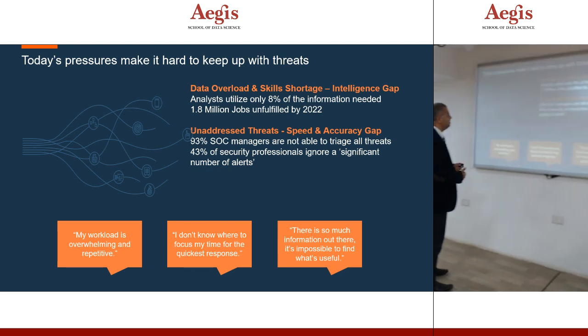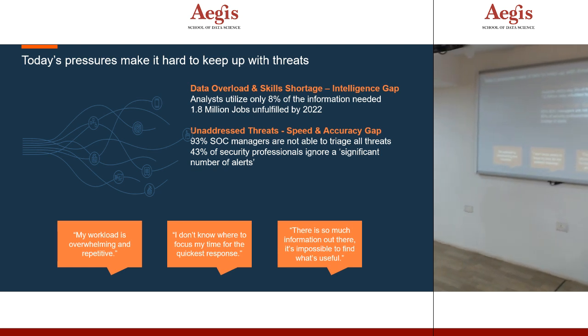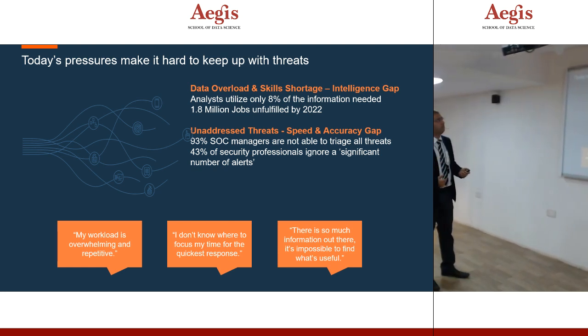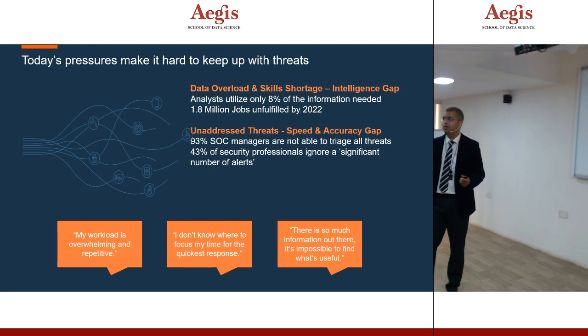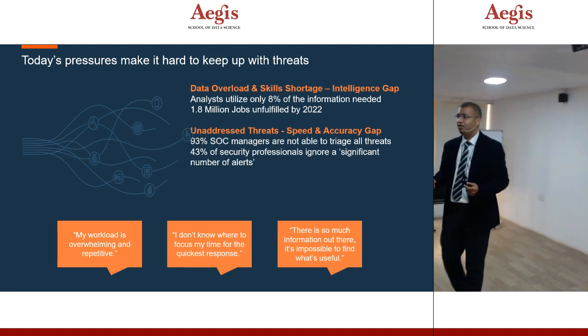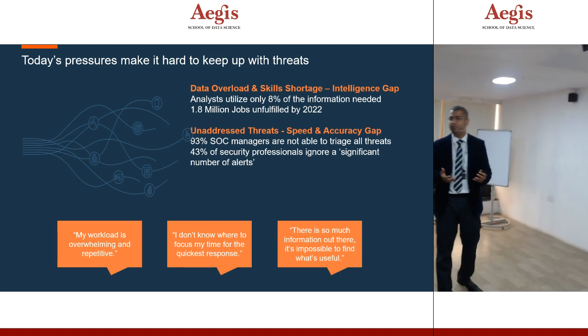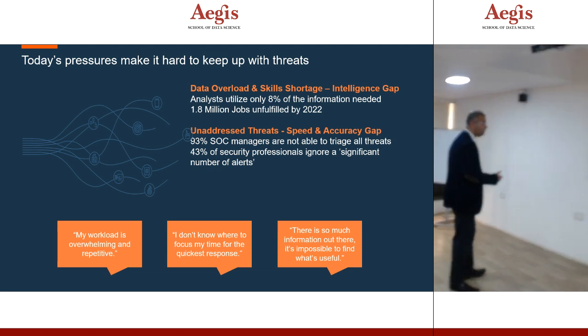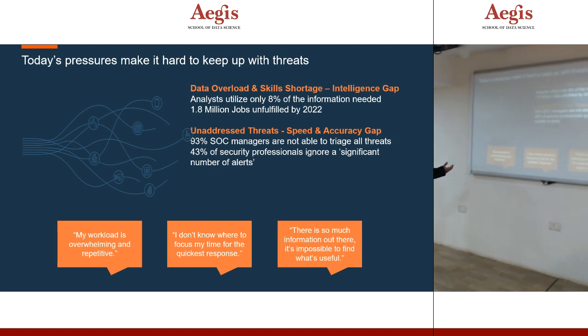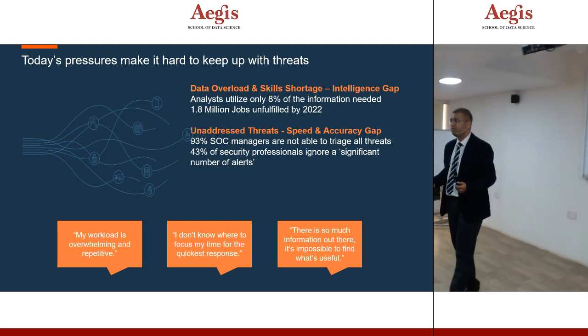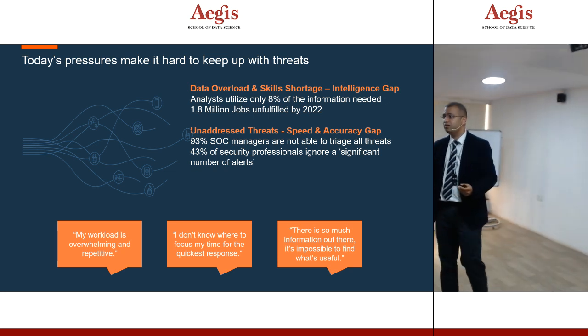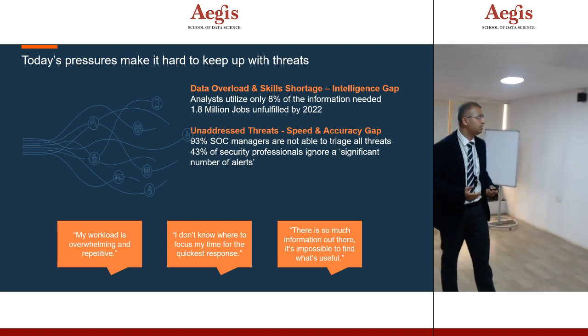What eventually happens is, only 8% of the information which is being showcased is being utilized. So now you have the tools, but only 8% of the utilization of that particular information is actually happening. 93% of the SOC managers are not even able to triage all the threats. So now you probably also know what the threat is, and you can't even bring them under your control, or you can't address the concerns which are there.